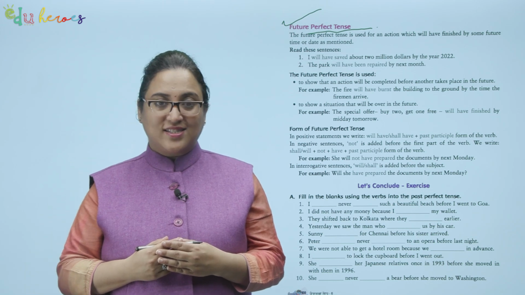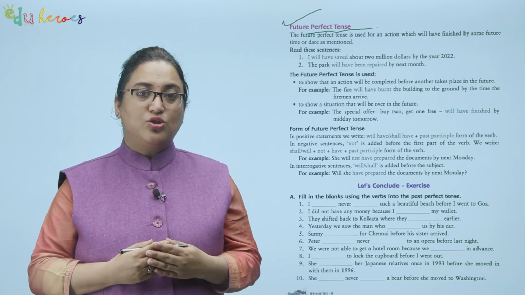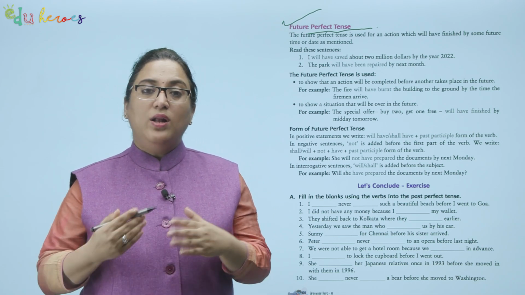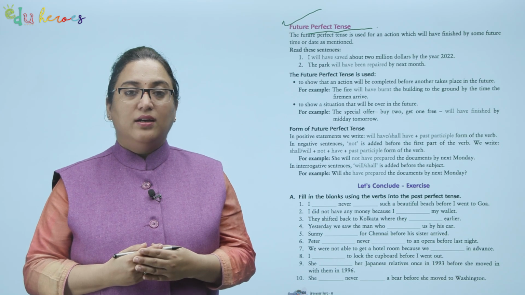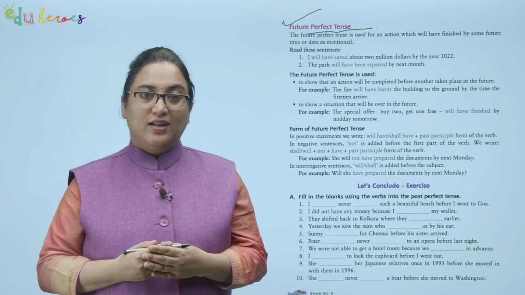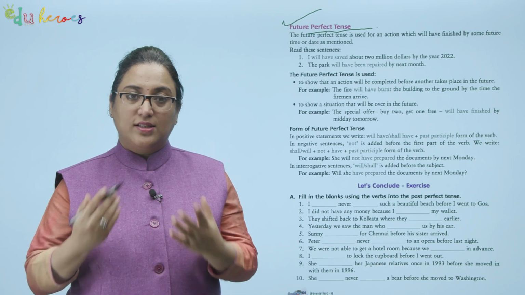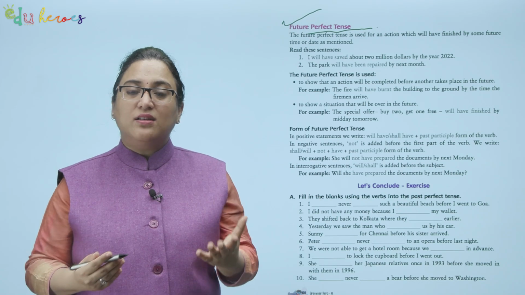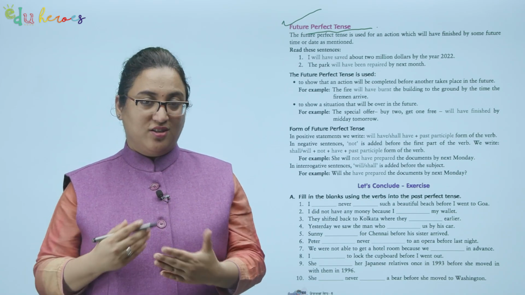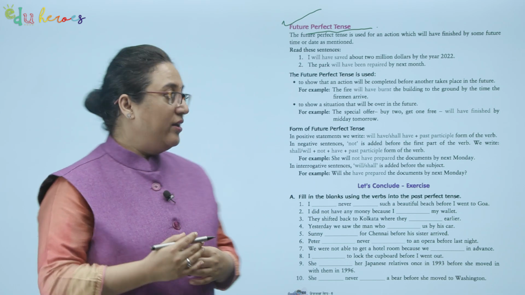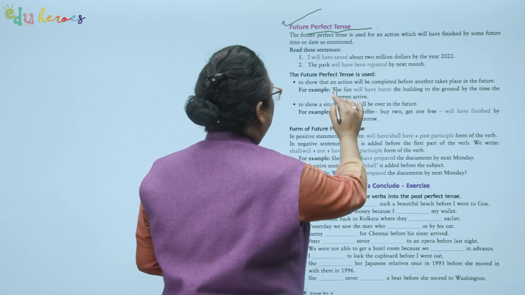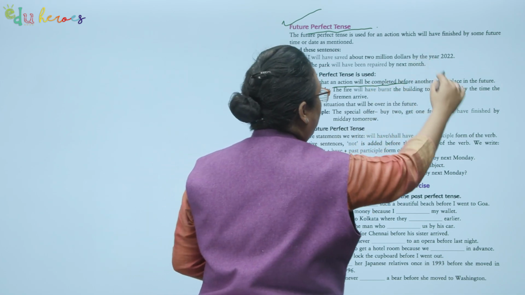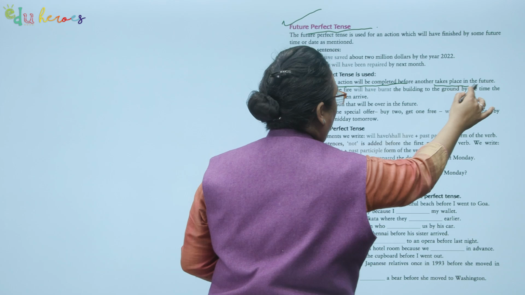So let's read these sentences. I will have saved about $2 million by the year 2022. Or the park will have been repaired by next month. The future perfect tense is used in these cases. 2. To show that an action will be completed before another takes place in the future. So a lot of imagining has to go on here. First we are saying that an action will be completed, but before another takes place, all in future.